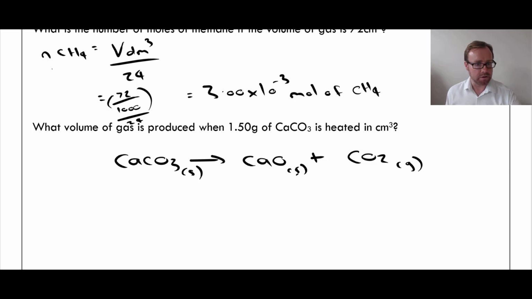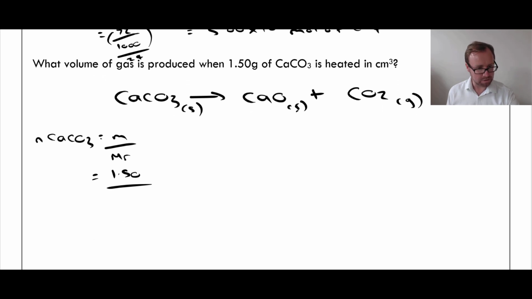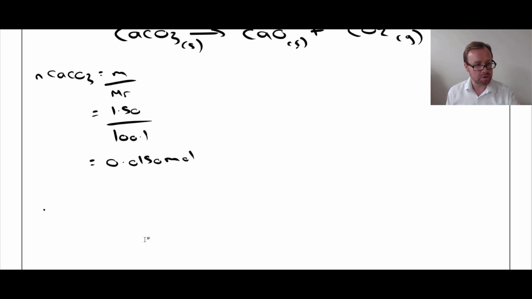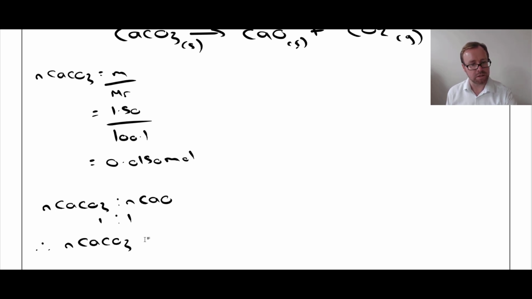Okay, so you're aware that you probably need to work out your number of moles of calcium carbonate to begin with. So I'm given its mass, so 1.5. I need to calculate the Mr of the calcium carbonate, which is 100.1, which gives me 0.015 moles of calcium carbonate. I now have to look at my molar ratio, so it's 1 to 1. Therefore, my number of moles is 0.0150 moles. Now what do I need to do?